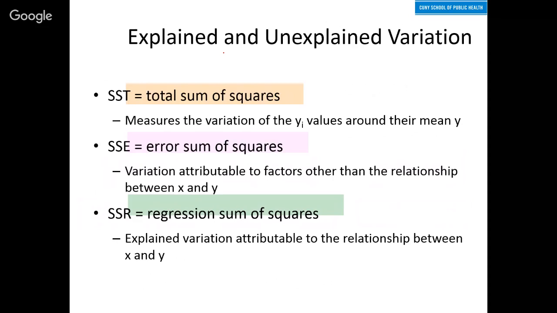Okay, so our total sum of squares, just to review this because it's important, measures the variation of Y around the overall mean. This should be Y bar, around their mean Y bar. The sum of squares of error is the variation attributable to factors other than the relationship between X and Y. And the regression sum of squares is the amount of variation in Y that is attributable to variation in X.